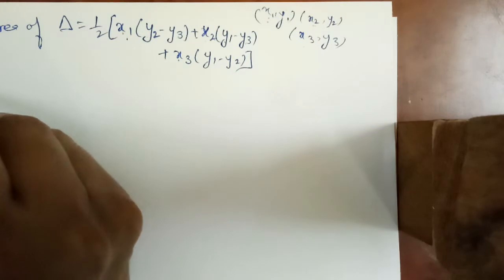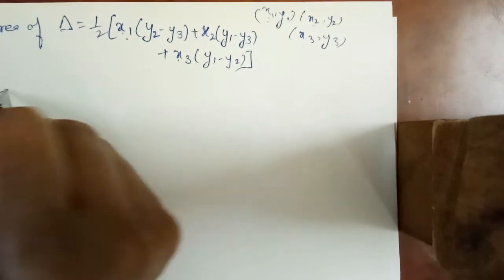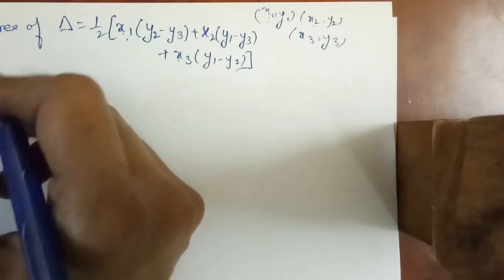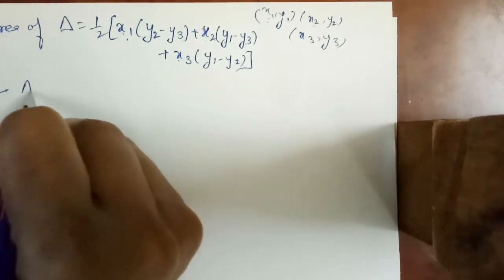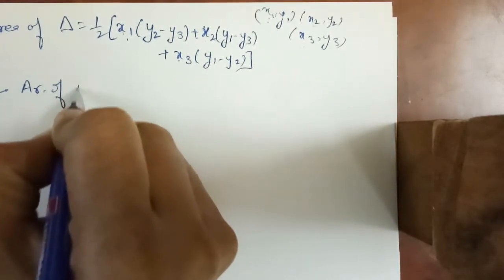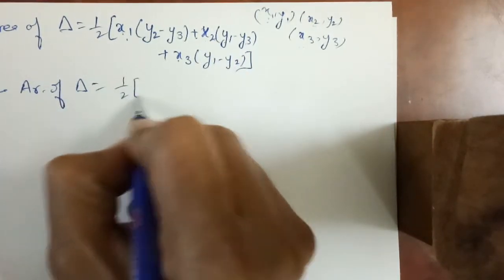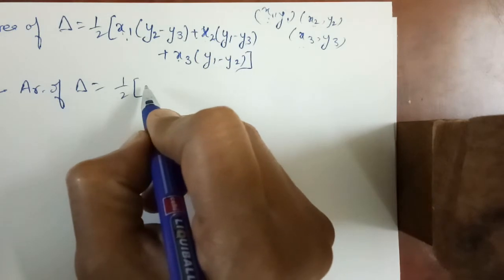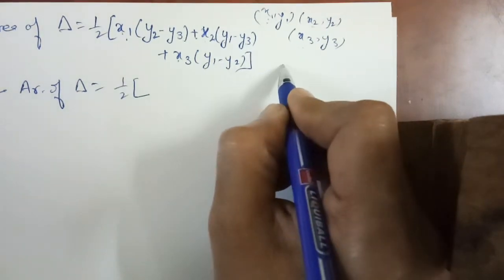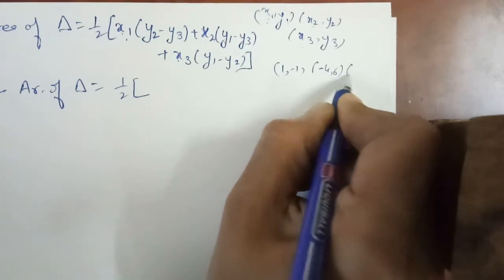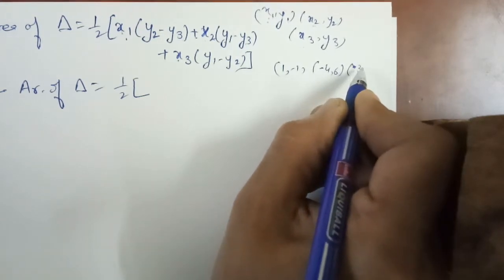Now example number 11 is: find the area of the triangle whose vertices are this, this and this. We have to find the area of the triangle. We first apply the formula. After applying the formula, the value will be 1 by 2, into the points are 1, minus 1, minus 4, 6, and minus 3, minus 5.